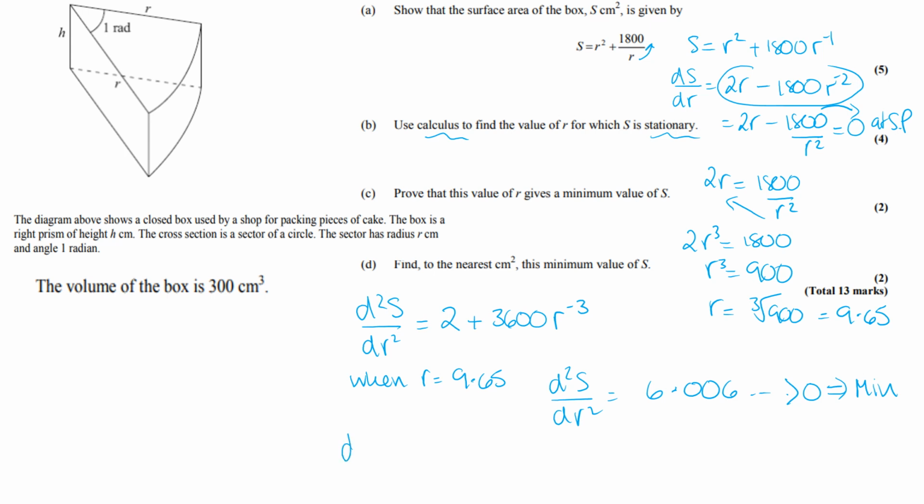And in part D, it says find to the nearest centimetre squared the minimum value of S. So that just means put in that the r was 9.65 into the formula for S. So S is going to equal r squared, 9.65 squared, plus 1800 over the 9.65. If you do that on your calculator, that comes out to be 280 centimeters squared.